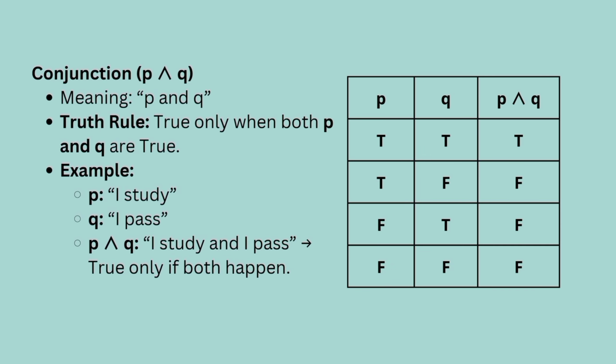For example, if P is equal to I study and Q is equal to I pass, P and Q is equal to I study and I pass. It is true only if both happen. As we can see in this table, P is true and Q is true, so P and Q is true, otherwise false.